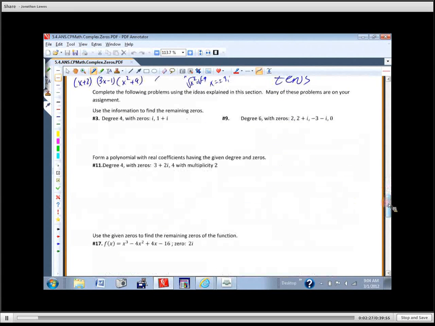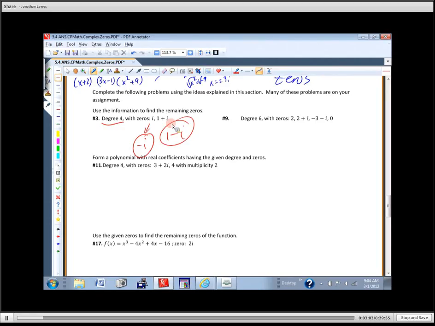Raise your hand if you got started on the assignment from 5.4. All right, not too bad. Okay, a little over half. That's pretty good. Okay, let's take a look at number 3. This is similar to one on your assignment, or it might even be on your assignment. It says, use the information to find the remaining zeros. We've got a degree 4 polynomial, so how many zeros do there have to be? Got to be 4. They gave us i, and they gave us 1 plus i. If i is a 0, what else is a 0? Negative i. If 1 plus i is a 0, what else is? 1 minus i. It's that simple.